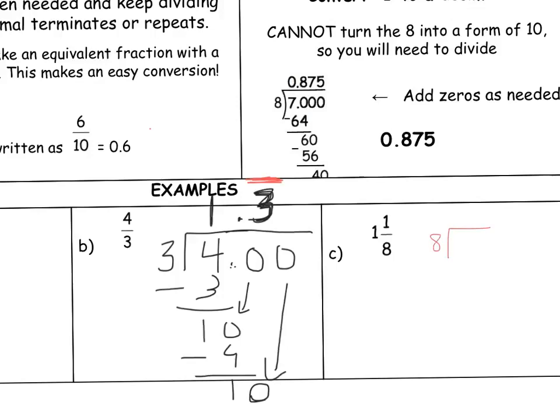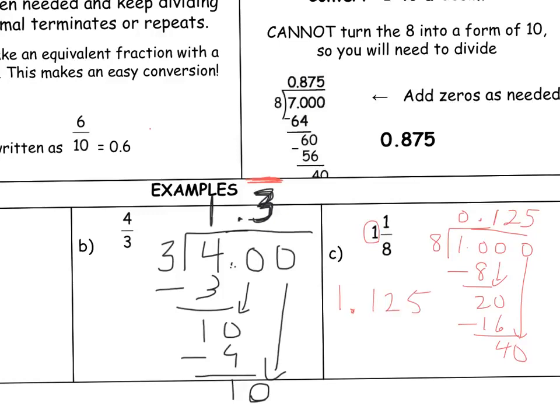So 8 goes into 1. Add your zeros. 8 into 10 goes once. 1 times 8 is 8. 2 left over. 8 into 20 goes 2 times, that's 16. 4 left over. Bring another 0, and 8 goes into 40 5 times. So 1/8 equals 125 thousandths. And I've got this whole number here, so I'm going to have to write it as 1 and 125 thousandths is my decimal. Okay?